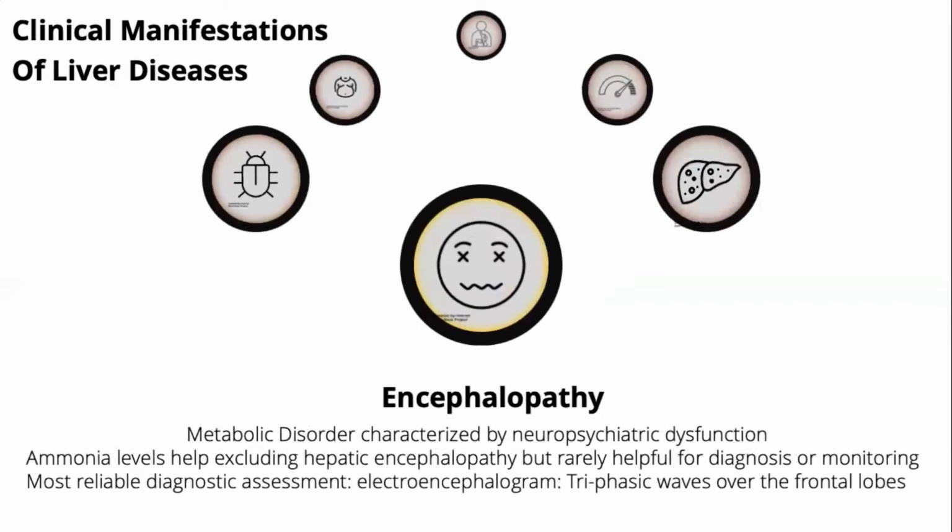Last thing in this diagram will be the encephalopathy, and this is a metabolic disorder characterized by neuropsychiatric dysfunction. Ammonia level can help exclude hepatic encephalopathy, but is rarely helpful for diagnosis or monitoring. The most reliable diagnostic assessment is the electroencephalogram, which will give us triphasic waves over the frontal lobe.